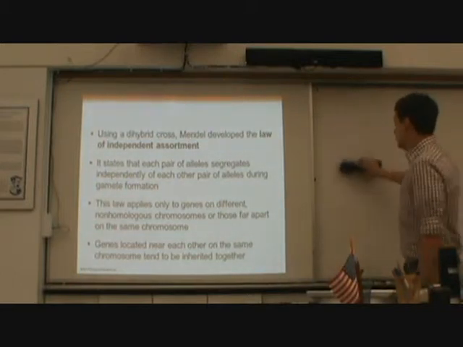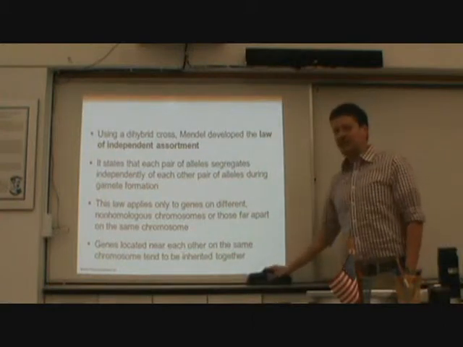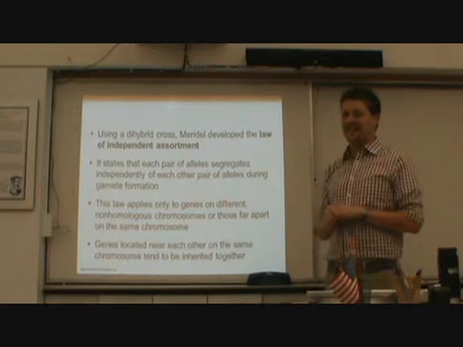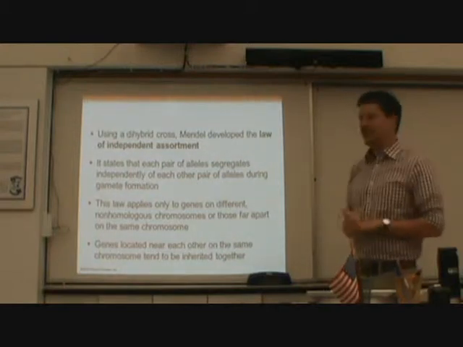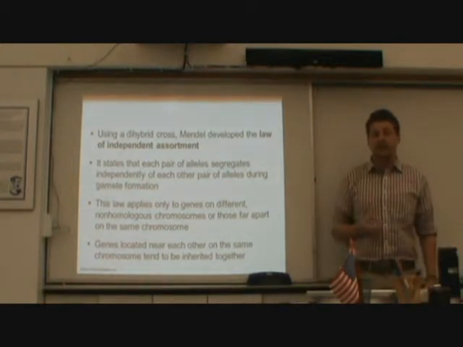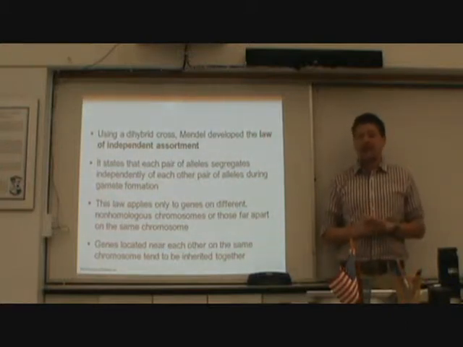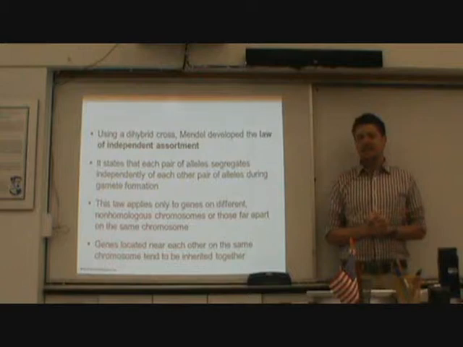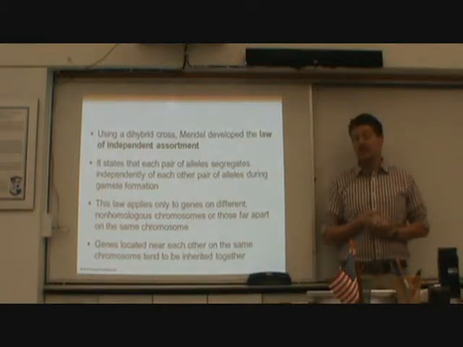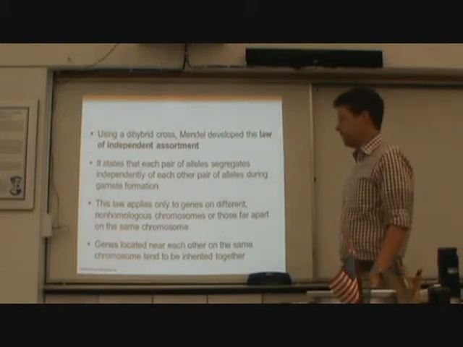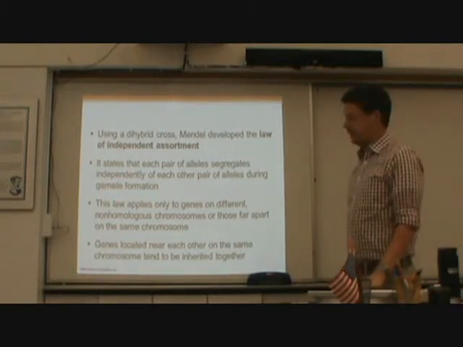But if they're too close together, or if they're too close to the centromere on the same chromosome, then they're not likely to separate. And so if he had been studying 2 different characters whose genes were close to each other on the same chromosome, he probably wouldn't have gotten the same results, and probably wouldn't have come up with this law of independent assortment. So, he got lucky there.